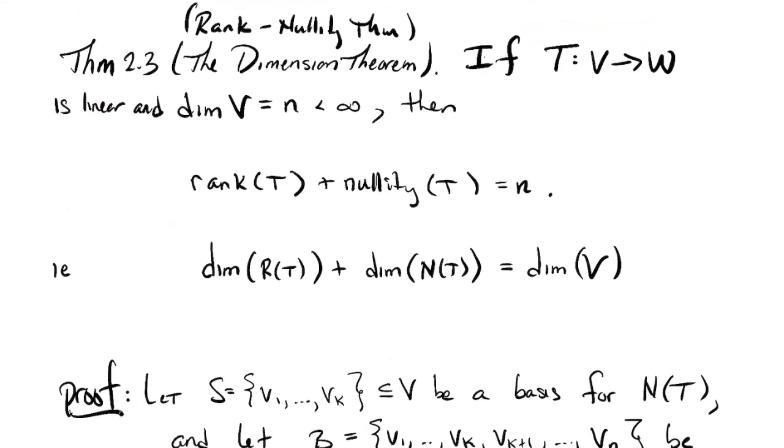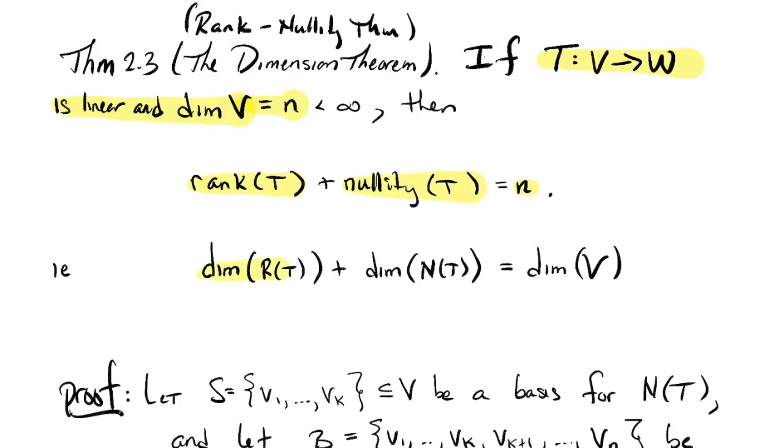If you take a linear transformation from V to W, they're finite dimensional. Well, at least V is. So I'm just defining its dimension as the number n. It's a finite number. Then the dimension theorem says that the rank of that transformation, the dimension of its range, plus the nullity of that transformation, the dimension of its null space, has to always equal n, right? So those two numbers have to add up to n. Here I'm just writing it without the terms rank and nullity.